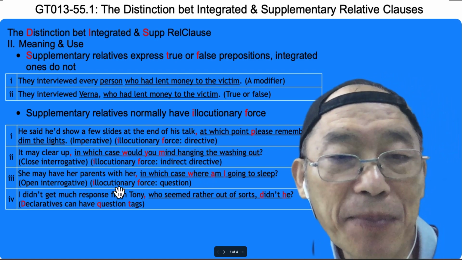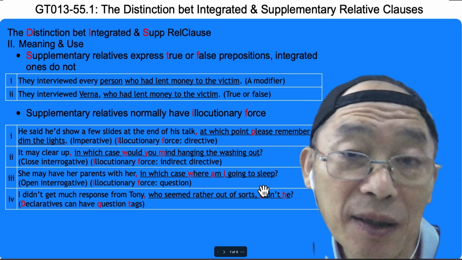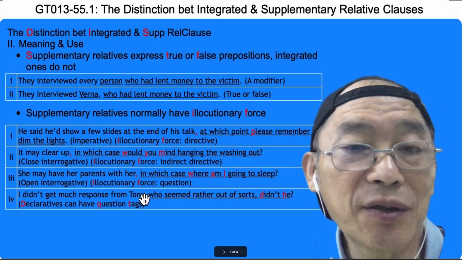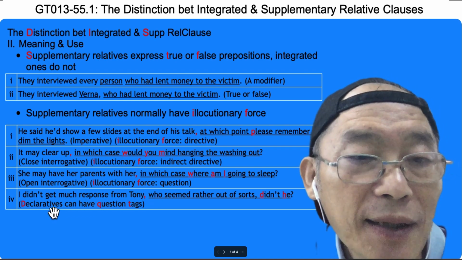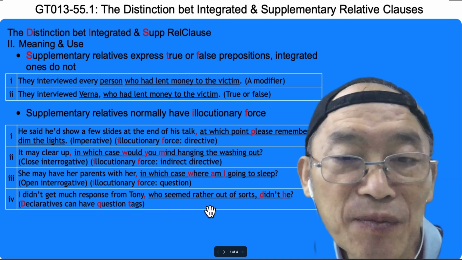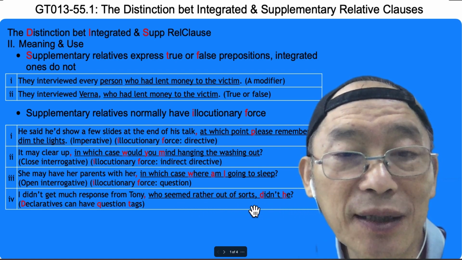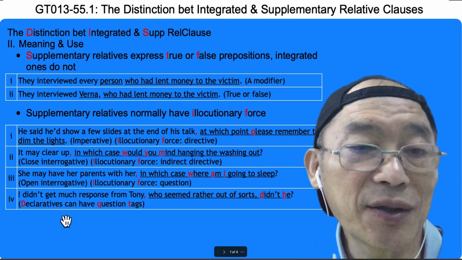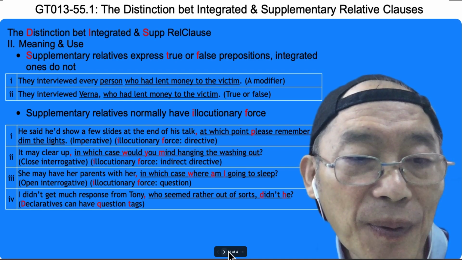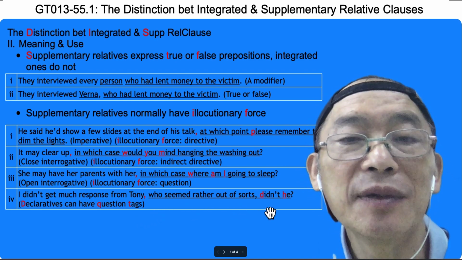She may have parents with her, in which case, where am I going to sleep? It's a question, not a directive. So, question, illocutionary force. I didn't get much response from Tony, seemed rather out of sorts, didn't he? Question tag, illocutionary force, a question. Declarative with question tags, then a question.